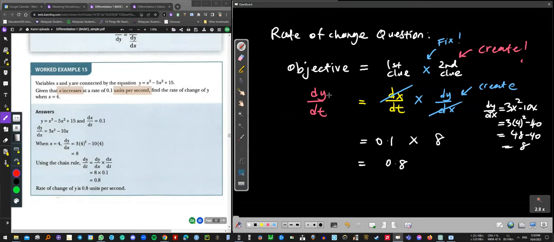Now, since you have dy, tak ada unit apa-apa, just panggil unit. So this thing correspond to this thing. Lepas tu dt is in the second. So unit per second. Since we're talking about second, so it's going to be unit per second. Kalau dia cakap per minute, jadi unit per minute. So that's how we set this up. Always objective equals to the first clue times by the second clue. Second clue mesti you kena create. It's always multiply. Fix. Any question?